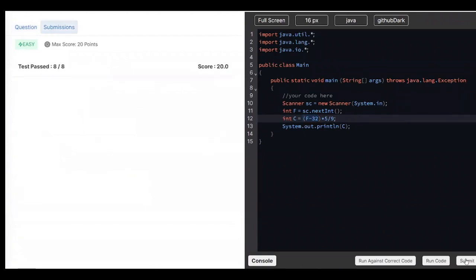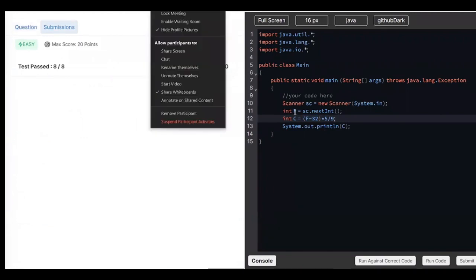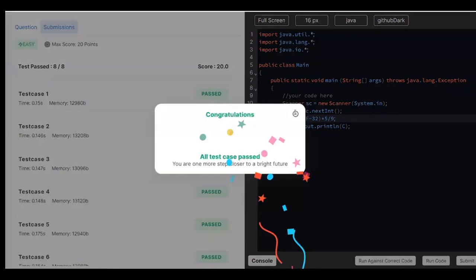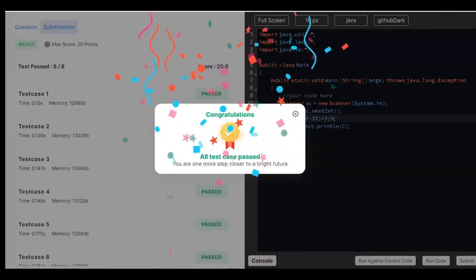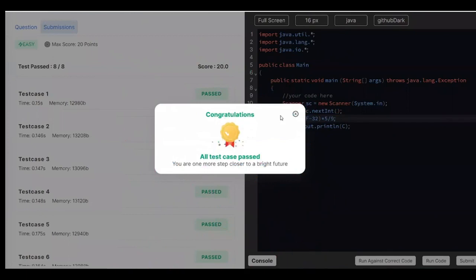Okay, so I think the code has run already. So is everyone clear, guys, with this? Very important and nice question. Can we do system.out.println f minus 32 into 5? Yes, you can do. You can do. Okay. Great.